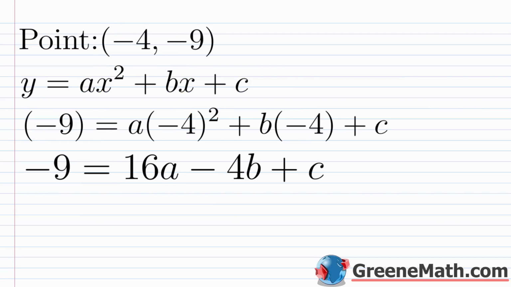Okay, third point, we have negative 4, comma negative 9. So this right here is your x value. So that's going right here and right here. That's going to be right here and right here. And then negative 9 is the y value. So that's going to go right there and then right there. So you simplify this, you get negative 9 is equal to 16a minus 4b plus c.